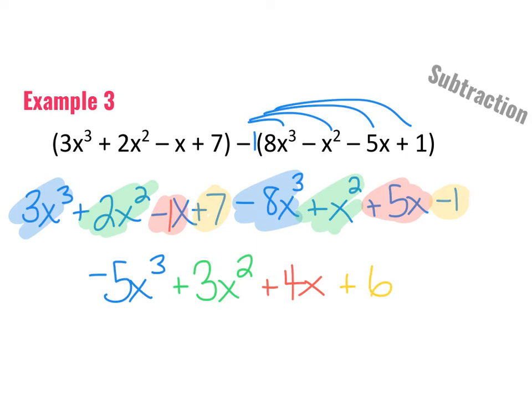So again, I've got a cubic polynomial here. The leading coefficient is negative 5, degree is 3, constant term is 6. Altogether, there are 4 terms.